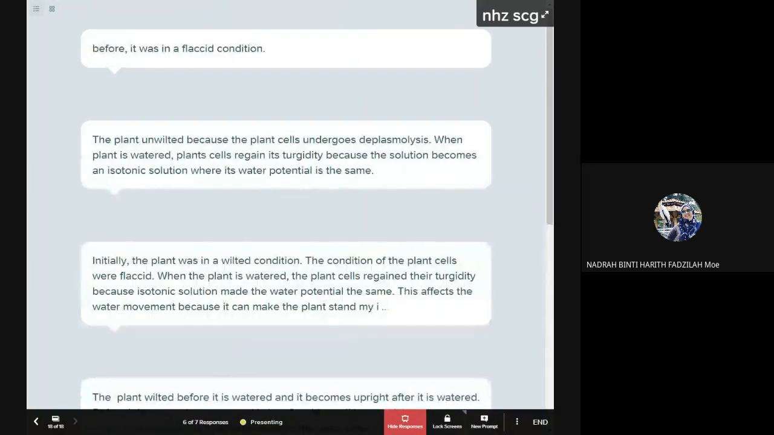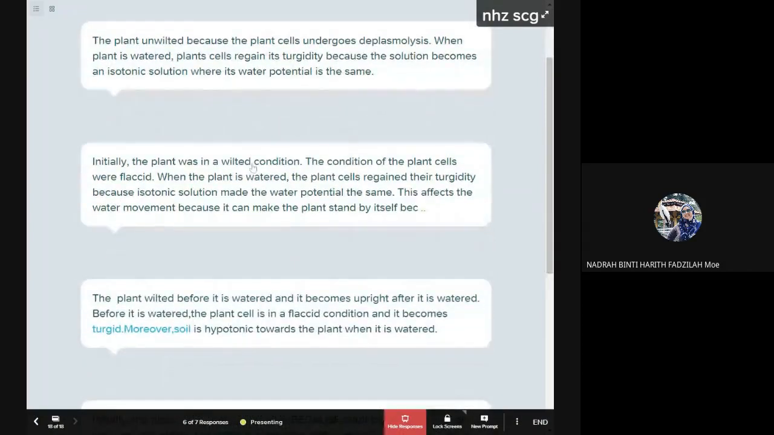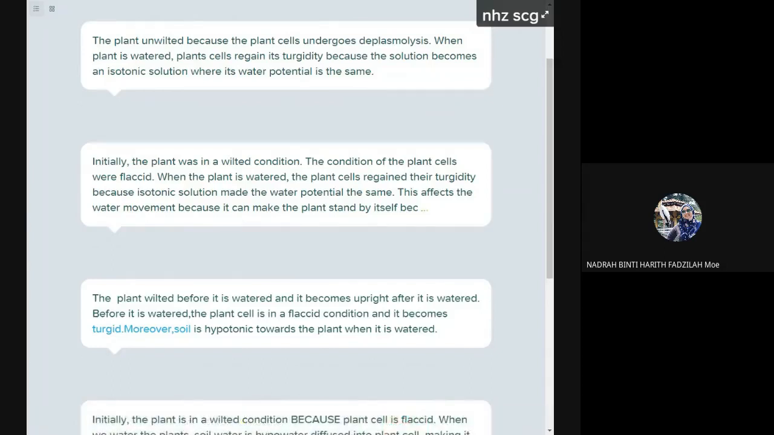Okay, Adlina tadi dia ada masalah. She has to go out. Tak ada masalah. Okay, number. Oh yes, undergoes deplasmolysis pun is a good answer. Regain its turgidity because okay.